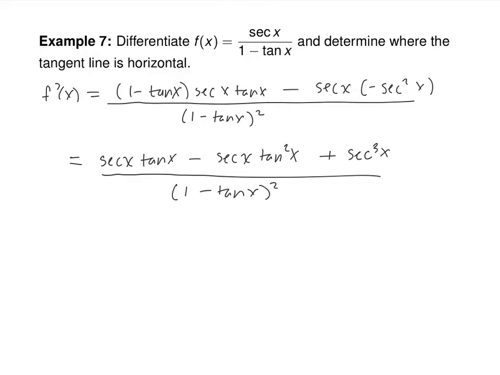Do you buy that much? It's not, because what you did there is you said the power distributes. It's not 1 minus tan squared, it's 1 minus 2 tan x plus tan squared. Does that make sense? Now, can you do anything to simplify the numerator? They all got a secant, right? So take out a secant. So you got tan x minus tan squared x plus secant squared x.